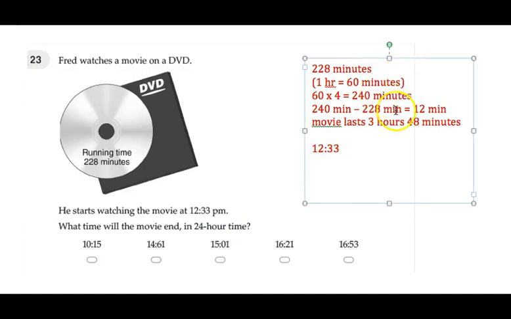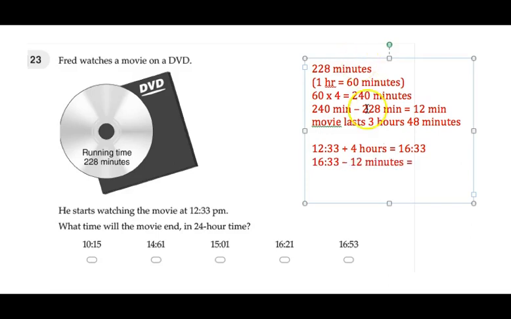The movie is almost 4 hours, but it's 4 hours take away 12 minutes. So what we're going to do is add the 4 hours first, and we get 12:33 plus 4 hours. That gives us 16:33 in 24-hour time, and then we need to take away the 12 minutes.